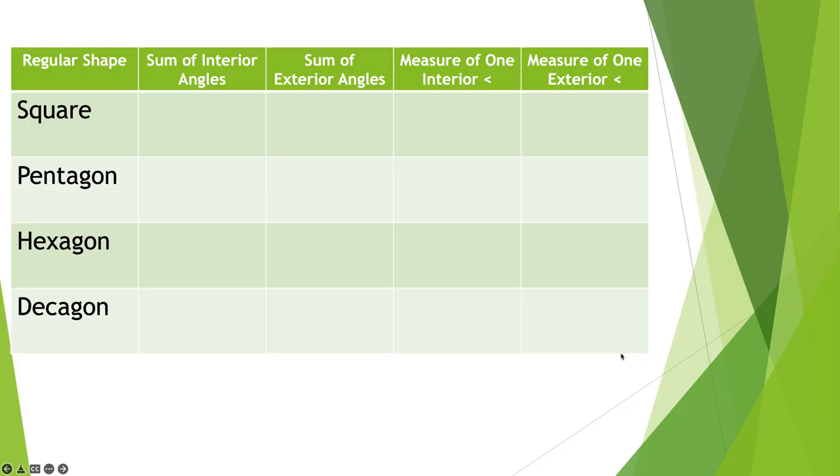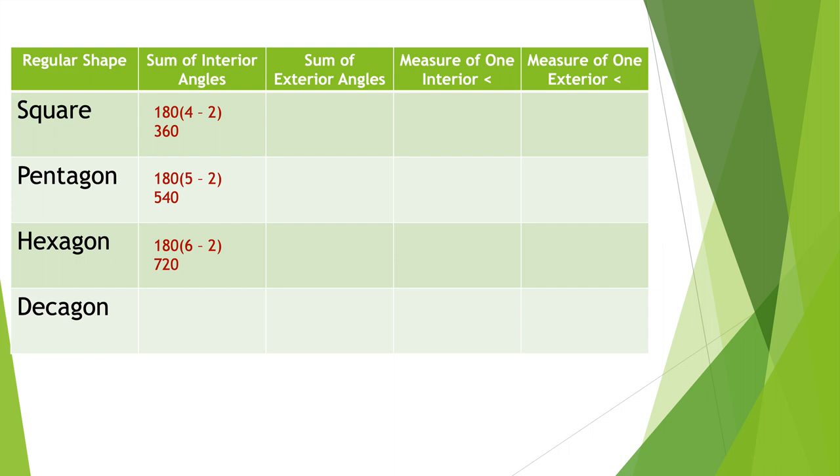So now let's do a little bit of a table to reinforce all of these ideas. Okay? So what is the sum of the interior angles of a square? It's always 180 times the number of sides minus 2, which is 360. What about the sum of the interior angles for a pentagon? That'd be, again, 180 times n minus 2, but this time n is 5. So it's 180 times 5 minus 2, or 540. What about a hexagon? Remember, a hexagon has 6 sides. 180 times 6 minus 2, which is 720.